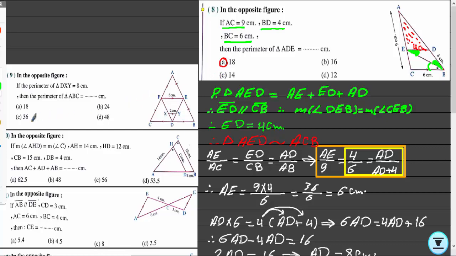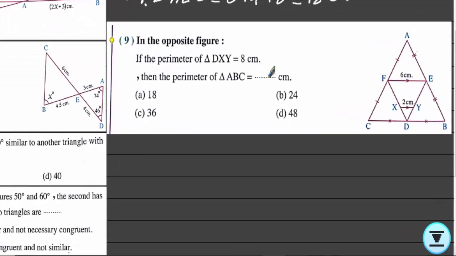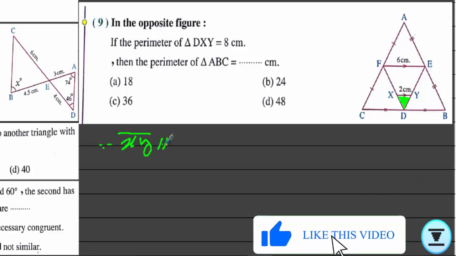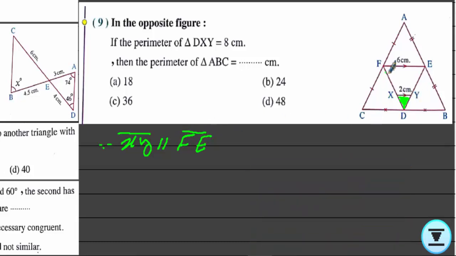Now, second question, question number 9. In the opposite figure, if the perimeter of triangle DXY, this small triangle here, equals 8 centimeters, then the perimeter of triangle ABC equals 18 or 24 or 36 or 48 centimeters. We will start from the given on the figure. We have XY is parallel to FE.